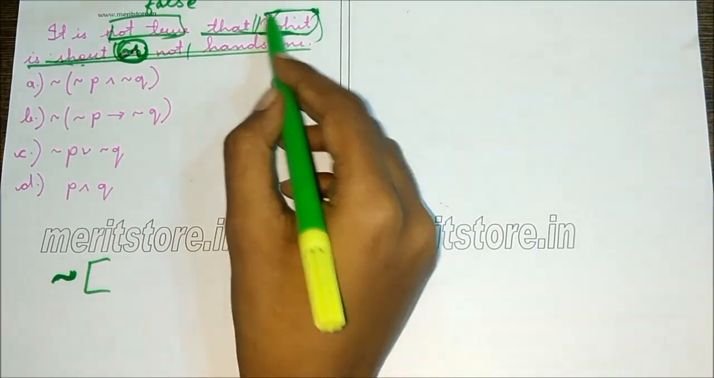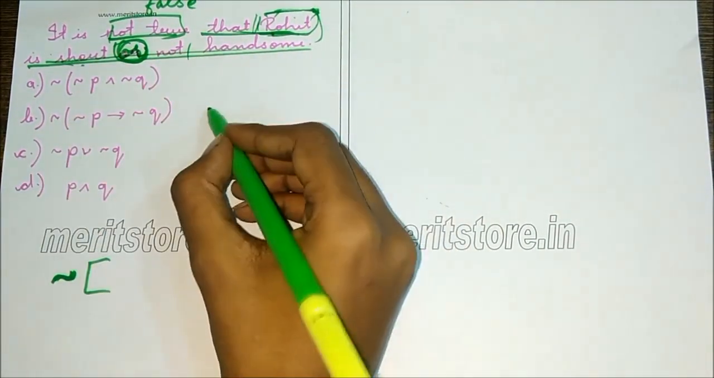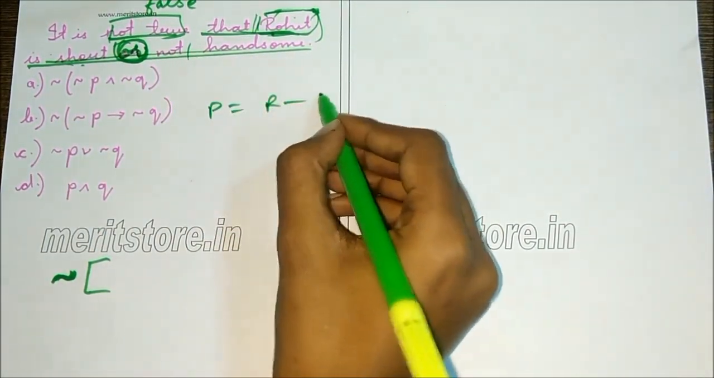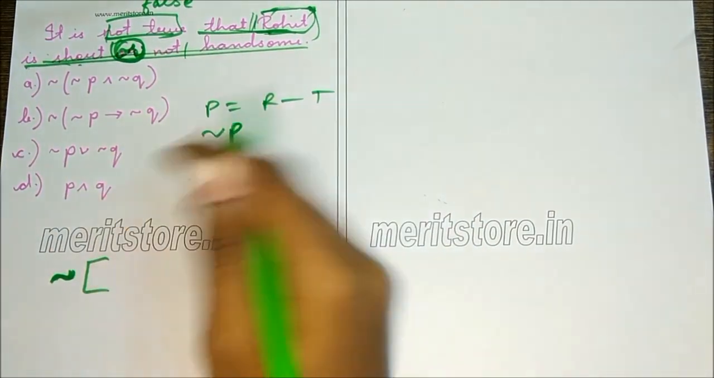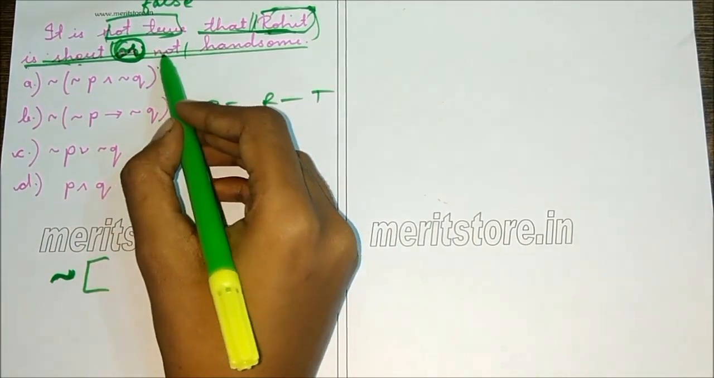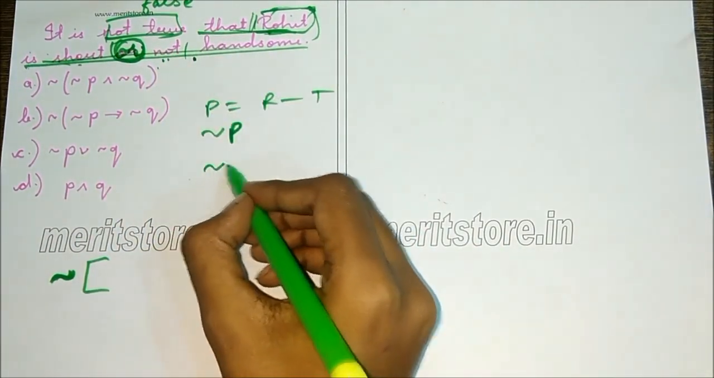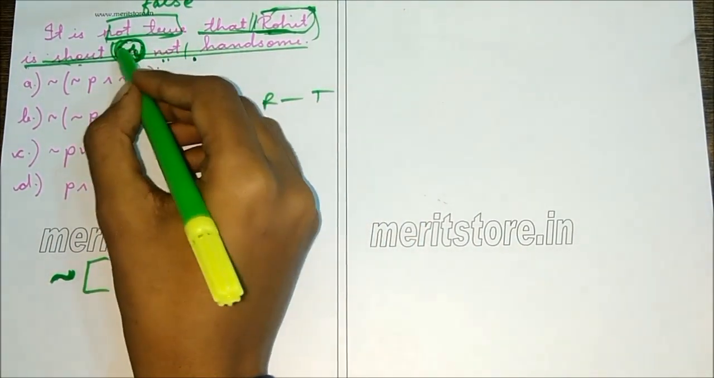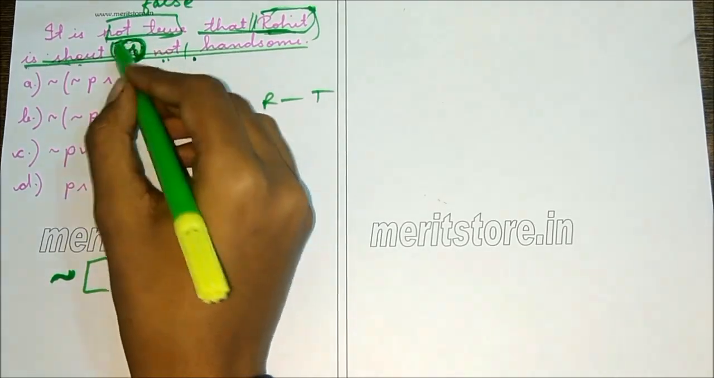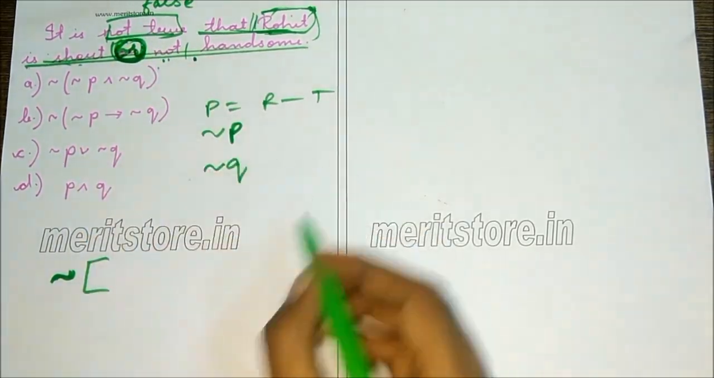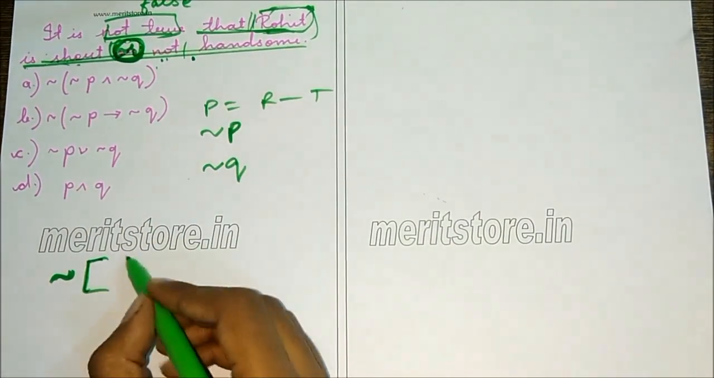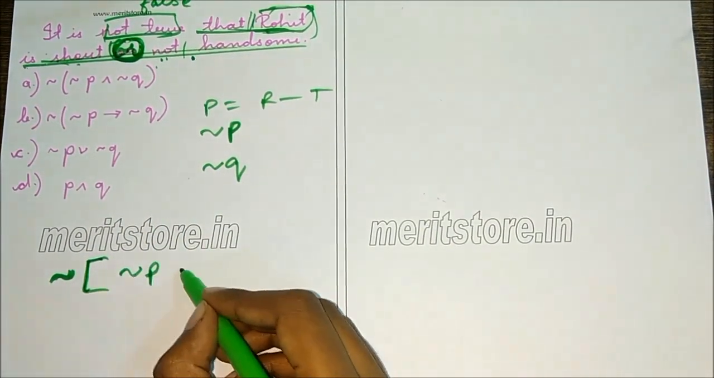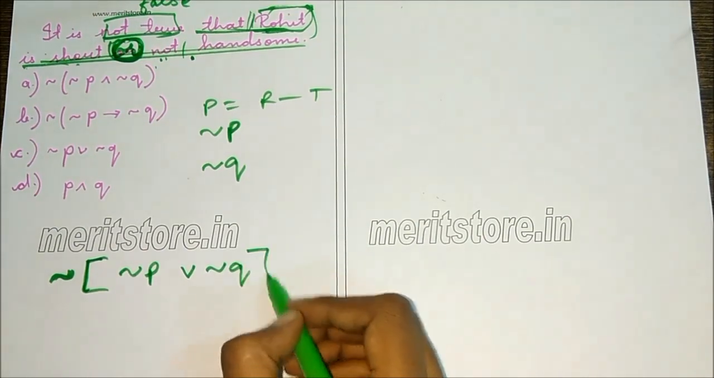The statement related to P is Rohit is short, where P is Rohit is tall. Rohit is short is equivalent to negation of P, as seen from the previous sum. And Rohit is not handsome is equivalent to negation Q, and they are combined by the or statement. So we can write the inner part of the bracket as negation of P or negation of Q.